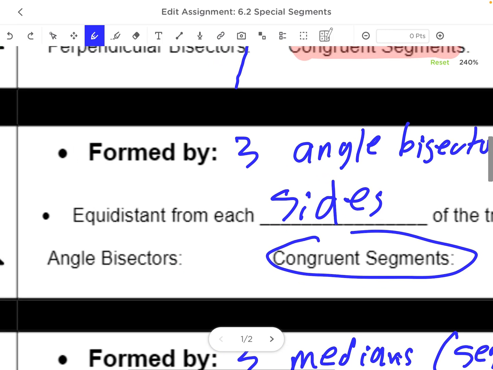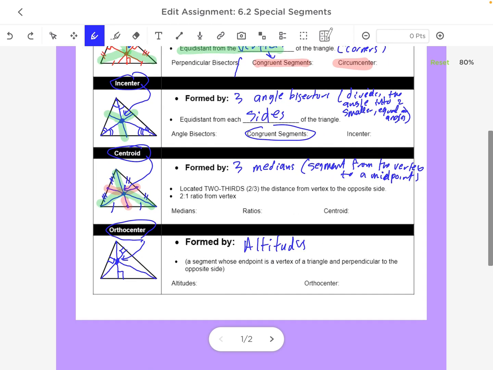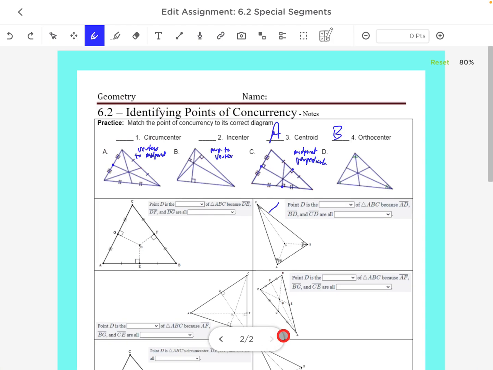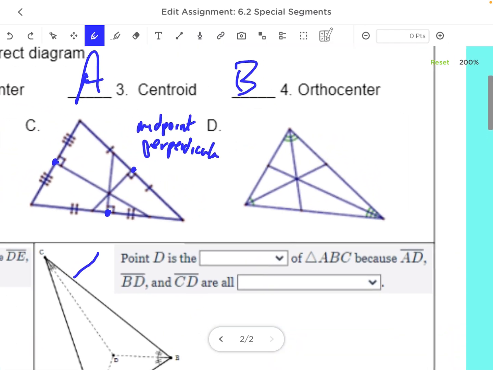All right, so let me squeeze this in. We said midpoint and perpendicular. Midpoint and perpendicular gives us our circumcenter. Okay, midpoint and perpendicular, 90 degrees, because this is a circumcenter. So that's going to be C. So we know D has to be D, but number 2. But let's check it out.